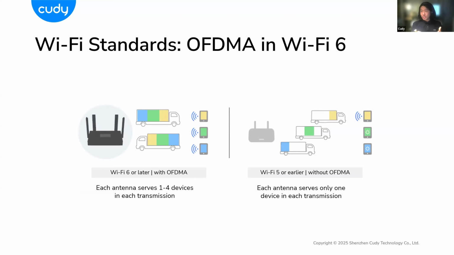before, devices had to wait for their signal waves to come, but now all devices receive their data in one signal wave. So that's how OFDMA saves wait time and improves performance. That's why Wi-Fi 6 is so popular, because of its efficiency.